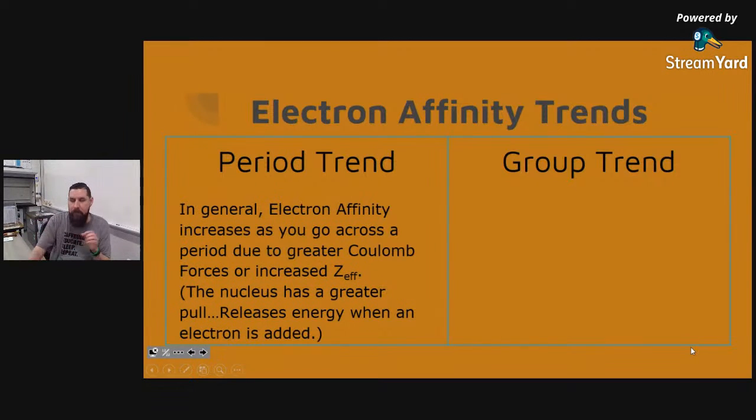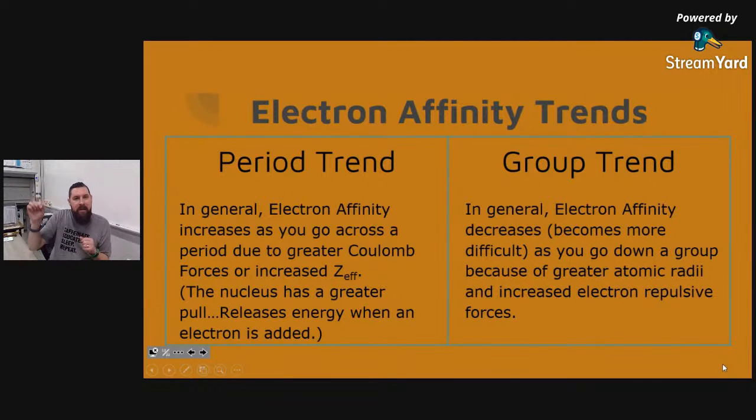Conversely, a group trend, again, that radius is getting larger. It's already having a difficult time trying to keep the electrons that it currently has. It doesn't really want to gain another one. So as a result, in general, electron affinity decreases or becomes more difficult as you go down a group. Okay? And again, this is because of increased atomic radii and increased electron repulsive forces.